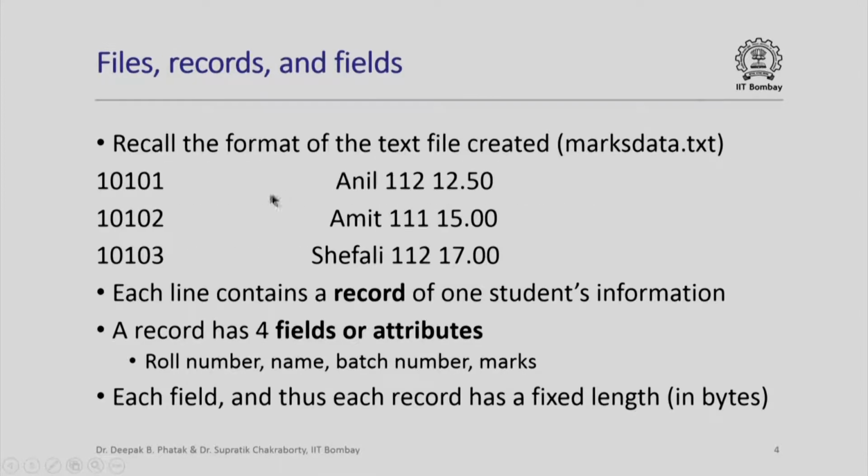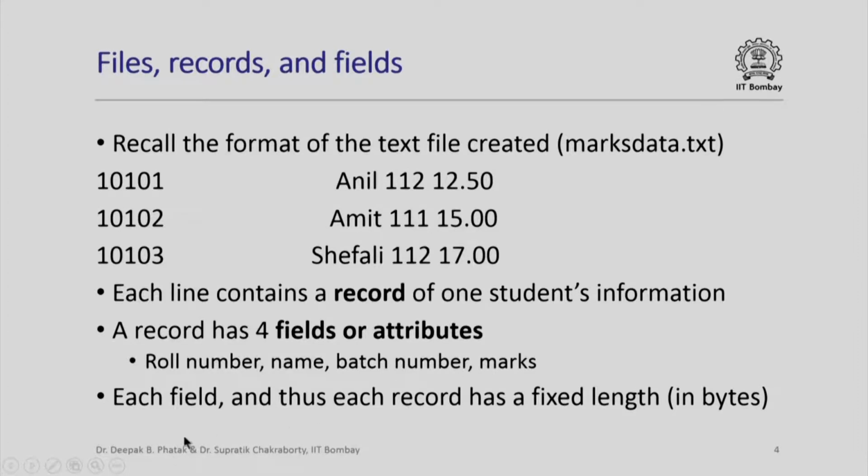First, we recall the format of the marksdata.txt file which we created through a program last time. We had the roll number, the name, the batch and the marks for every student written in a line, and there were as many lines as there were students. Note that we had actually created text data with values separated by blank spaces. Each line contains a record of one student's information. Each line has 4 pieces of information. These are called 4 fields or attributes. These fields are roll number, name, batch number and marks.